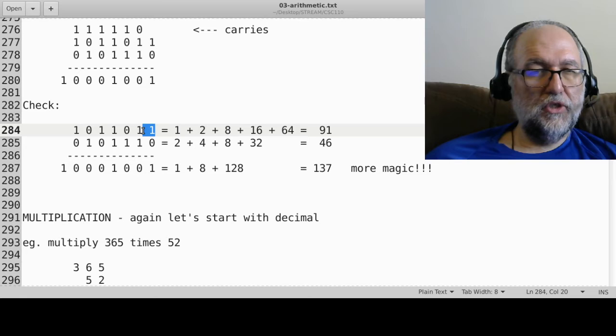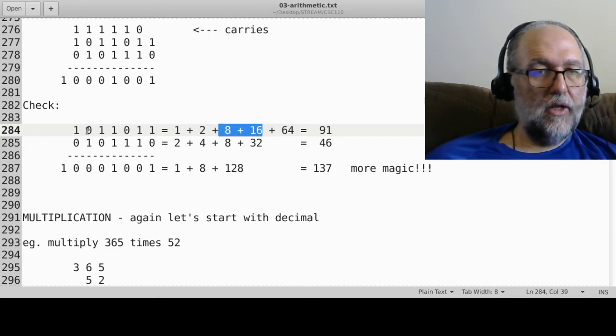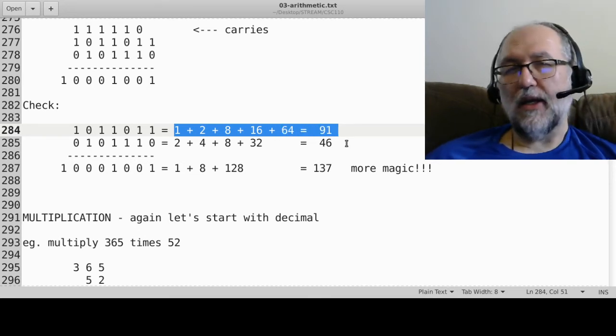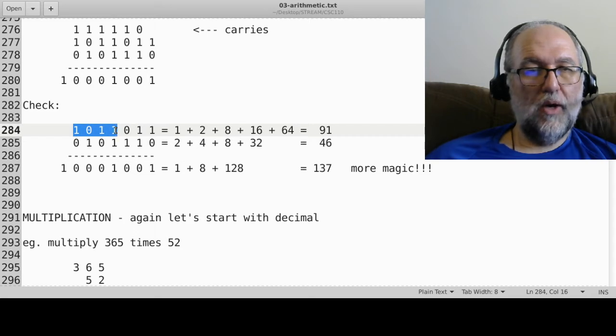So the first number is a 1, followed by a 2, no 4s, an 8, a 16, no 32s, and a 64. So if we add 1 plus 2 plus 8 plus 16 plus 64, we get 91. So 1011011 is 91 in decimal.